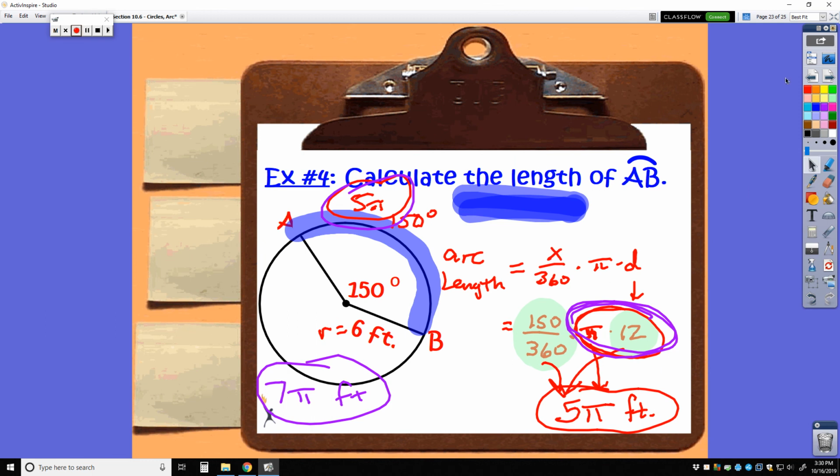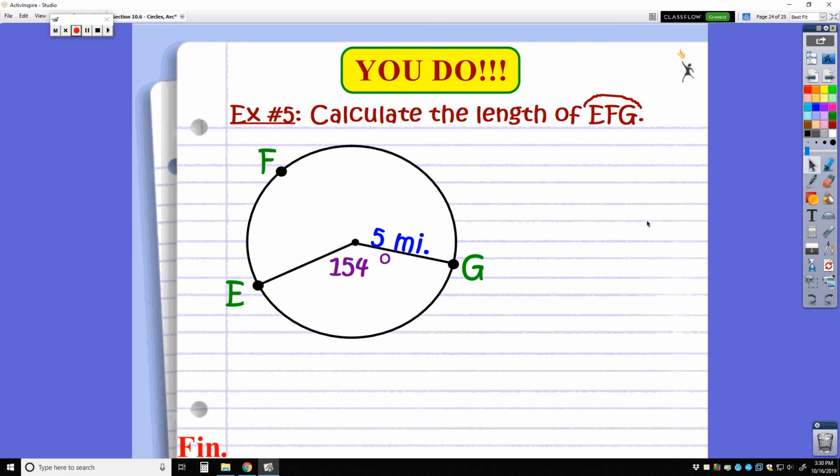So there's example 4. Now, example 5, I want you to try this. But I've thrown a little curveball here. I want you to pay close attention that I'm asking for the length of arc EFG, which is this arc back here. I gave you a central angle that doesn't really belong to that arc. But you should be able to take that central angle and figure out a way to talk about this arc behind it. So I'll leave that one up to you.